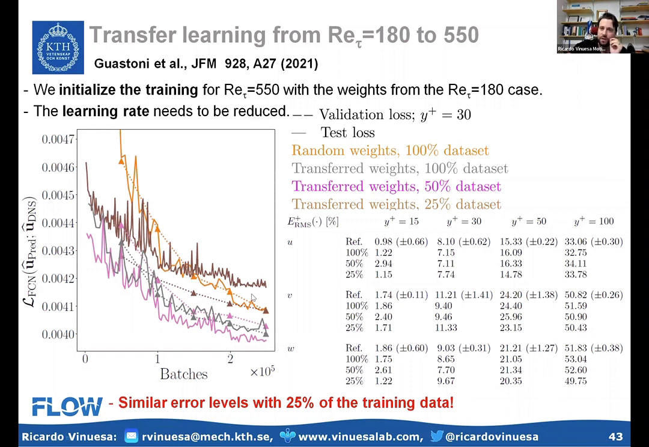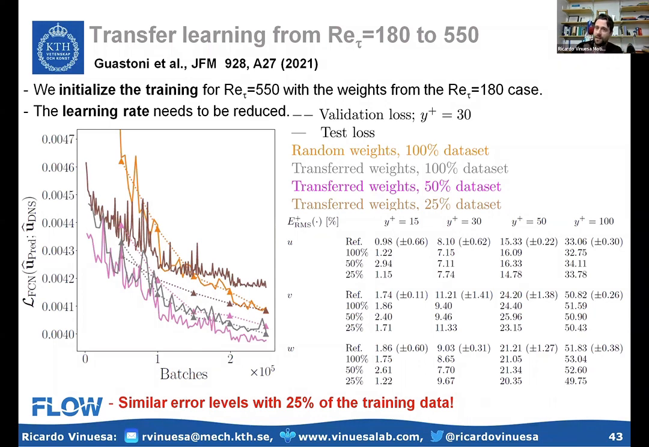So what we can actually see with these results is that the case where we transfer the weights and we use 25% of the data set has error levels that are very similar to the ones that we obtained originally without any transfer learning. In other words, we can obtain the same results with 25% of the data, which is actually quite remarkable, right? Because the simulation at 180 at low Reynolds number is very cheap. So you can run and obtain millions of instantaneous fields to do this training.